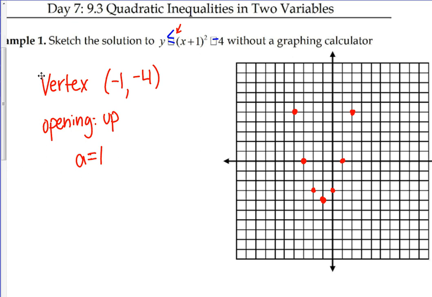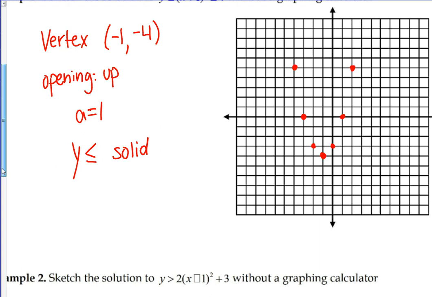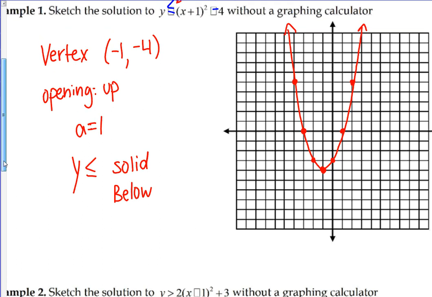Because we have y is less than or equal to, is this going to be dashed or solid? Solid. And is it going to be above or below? y is less than, so we're going to do below. So let's draw a solid line through these points. And we're going to shade below. So think of where the vertex is, and we want to go below it.